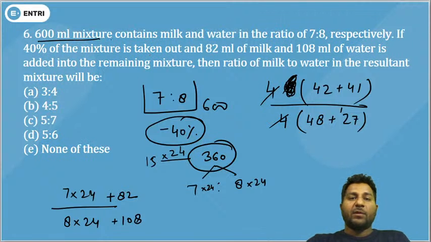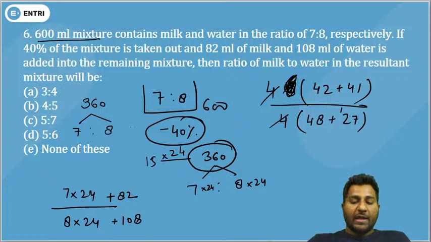Look, 600 ml was there, and if 40% of the mixture is taken out, that means we have been left with 60% of the mixture. If 60% of the mixture has been left, that means 360 has been left. And we know that it will be in 7:8 while adding 82 ml of milk. Just solve it again. Come on, guys.